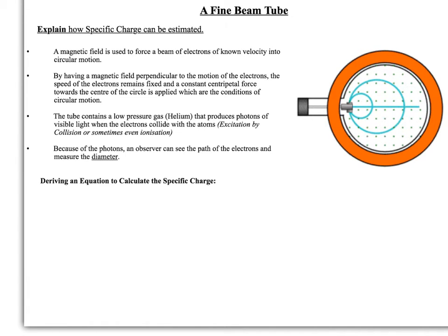So let's have a look how we can use those to give you an expression for the specific charge. First of all, we need some equations here. The force required to cause circular motion, which should be very familiar from Unit 4, is mv squared over r. And the force causing the circular motion is actually the magnetic force on the charged particle, Bqv. Notice how I've used q, not e, because we currently don't know what e is, so it wouldn't be appropriate to use that yet.